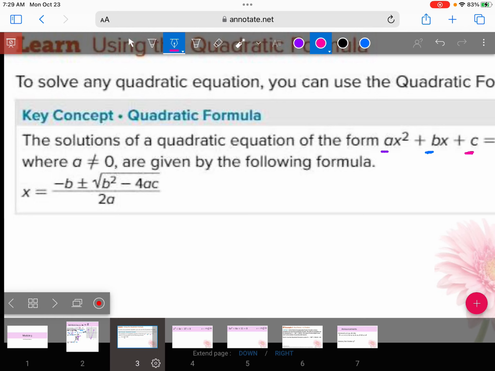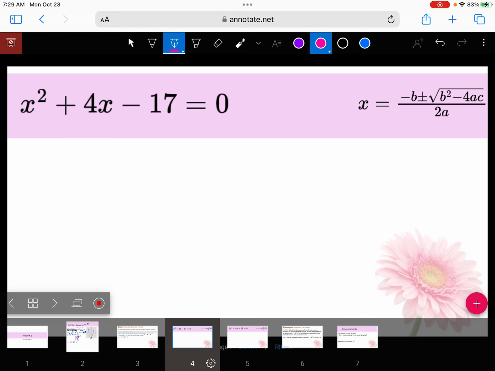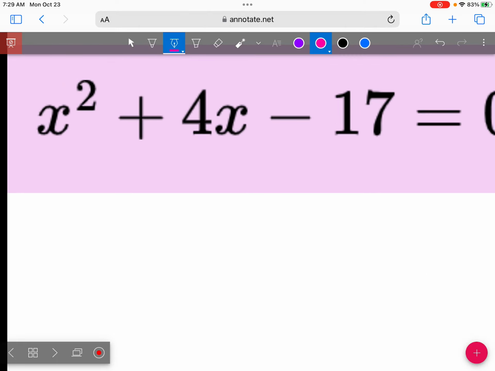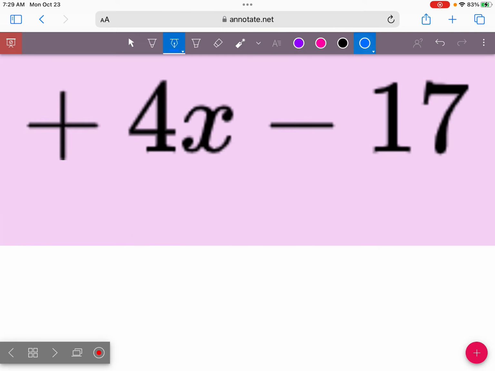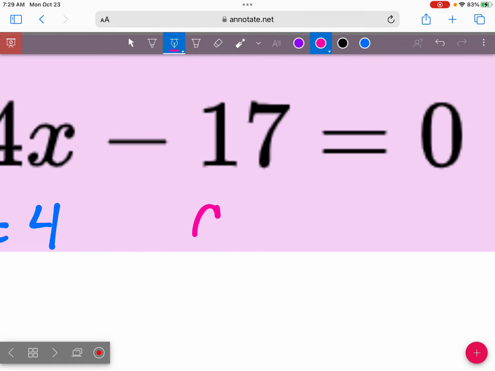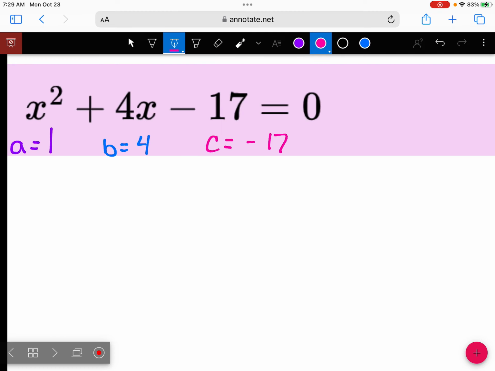So we're going to practice this. Here's our first one, and I'll show you every step. What we're going to start with is identifying A, B, and C. I'm going to switch this out so you don't have to zoom in with me. So what is my A value? 1. What is my B value here? 4. What is my C value? Negative 17.